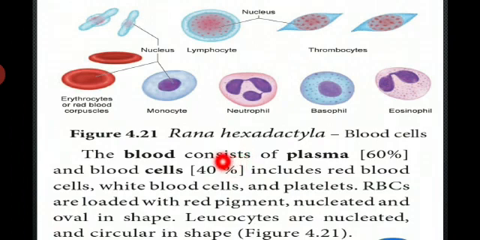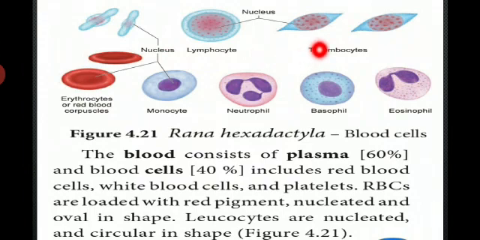Next we move to discuss Rana hexadactyla, the frog blood cells. So you have to see these lymphocytes and thrombocytes, monocytes, neutrophil, basophil, eosinophil. This is erythrocytes, red blood corpuscles, RBC. Okay, so actually the WBC cells have granulated and agranulated cells. Granulated cells: absence of nucleus, presence of nucleus. So the blood consists of plasma, how many percent? 60 percent, and blood cells 40 percent are present, including the RBC cells, white blood cells, and platelets also.